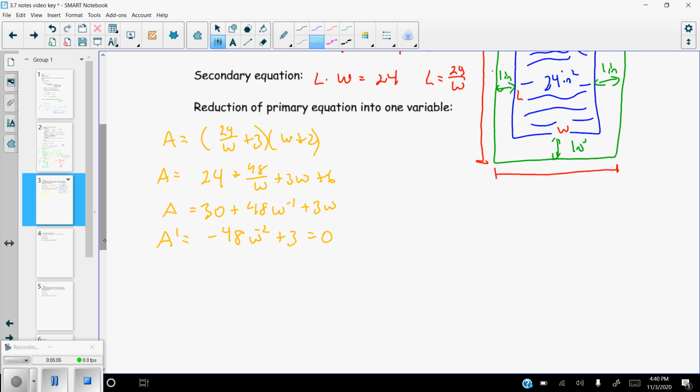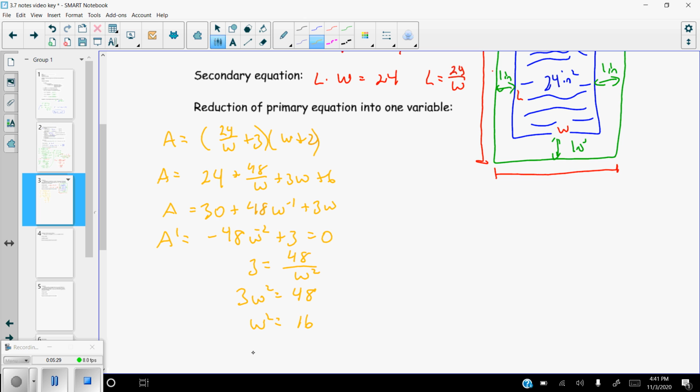So let's add the 48w to the negative 2 to the right. And remember, w to the negative 2 means it's really over w squared. So we're going to add that over, and we're going to get 48 over w squared. Multiplying both sides by w squared gives me 3w squared equals 48. Dividing by 3 gives me that w squared equals 16.